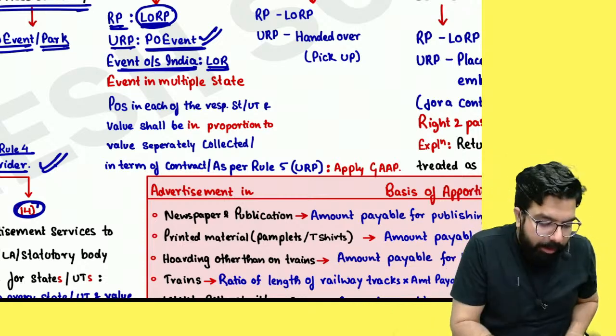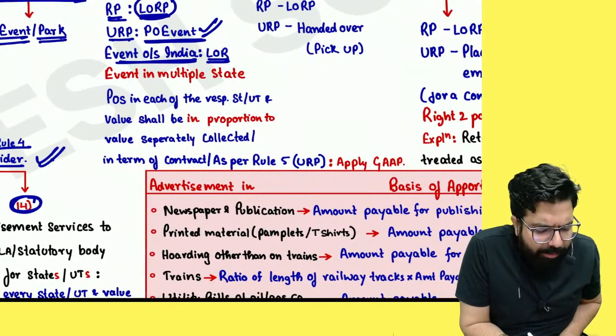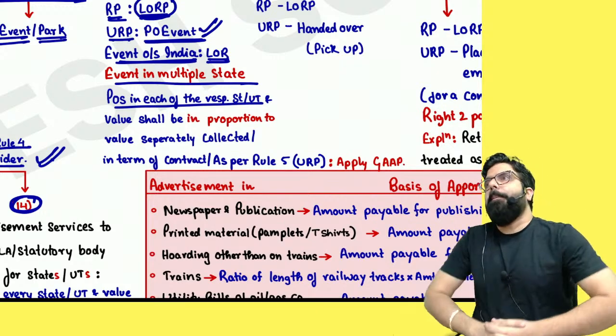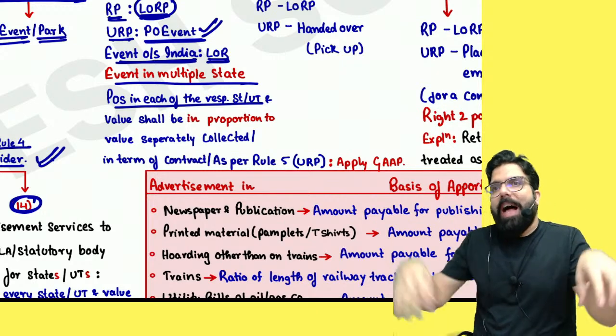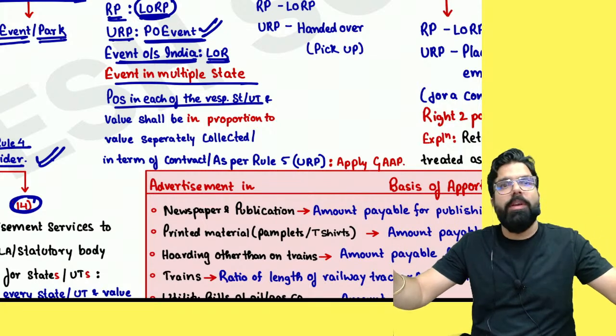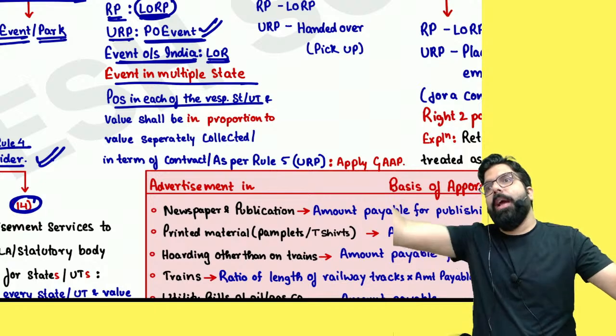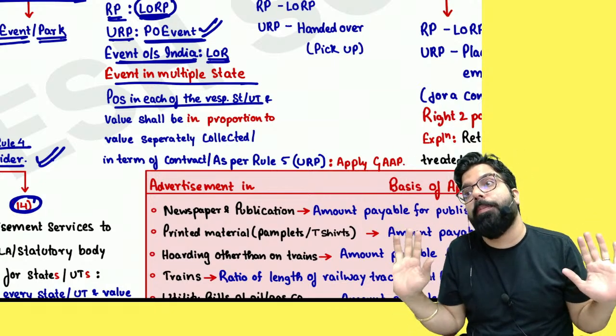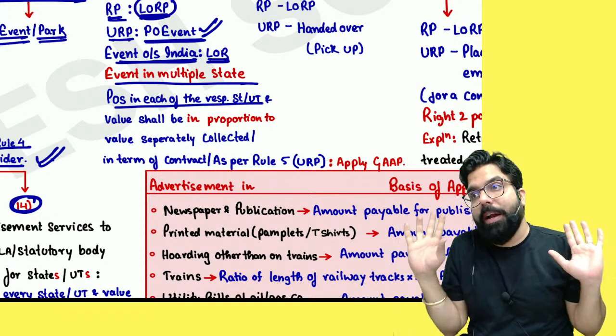Can we go ahead? Sir, what if the event is held in multiple locations? For an example, tell me one thing. I am in Karnataka. ICI is also in Karnataka. ICI told me, you have to organize an event for us in Goa, Delhi and Bombay. My question to you, if ICI is a registered person, what is the place of supply? Karnataka only. Correct or not, everyone?